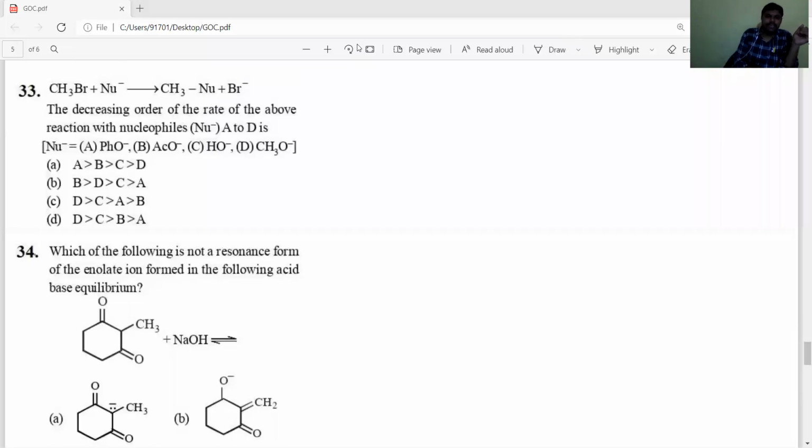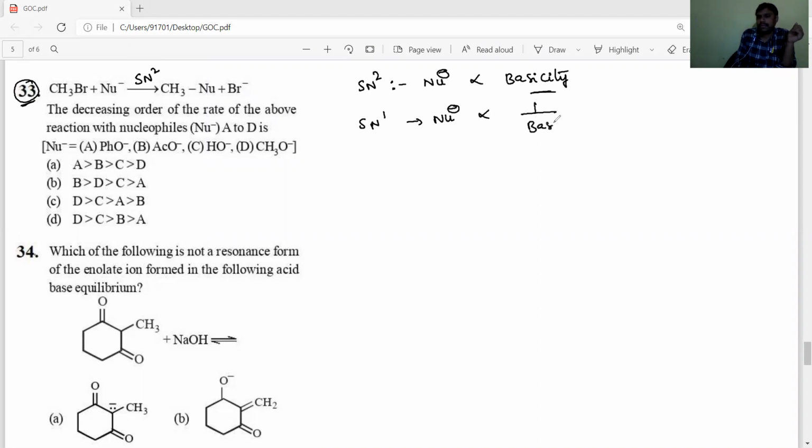See this given nucleophilic substitution reaction. This given nucleophilic substitution reaction is an SN2 reaction. So for SN2 reactions, nucleophilicity is directly proportional to basicity. So you have to remember, dear students, directly proportional to basicity. And for SN1 reactions, nucleophilicity is inversely proportional to basicity, or basic nature.